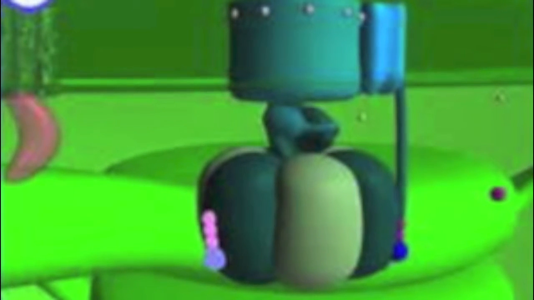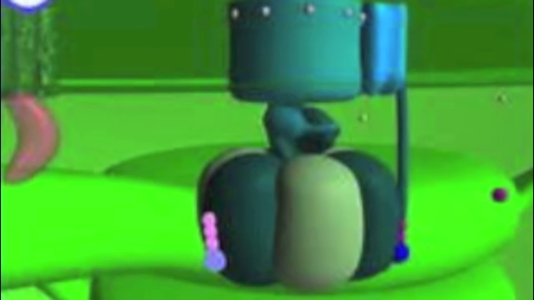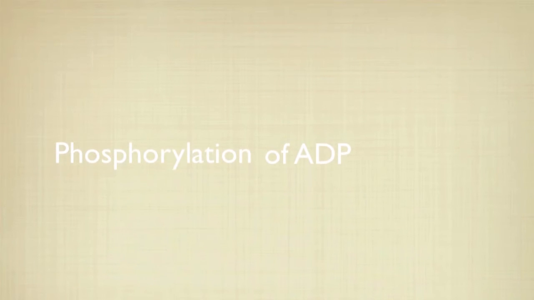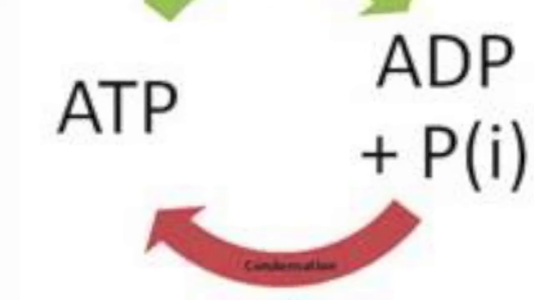The energy from each electron being passed down the chain is used to pump a proton through each carrier molecule from one side of the membrane to the other. This creates a proton gradient, a type of concentration gradient, and gradients are potential energy available for cellular work. The third event of the final stage is the phosphorylation of ADP.